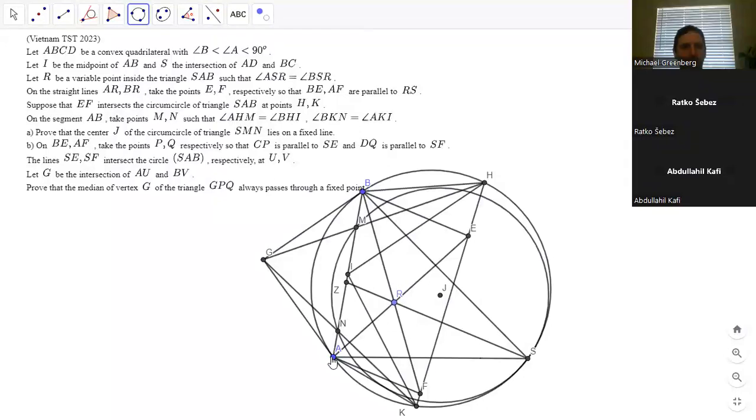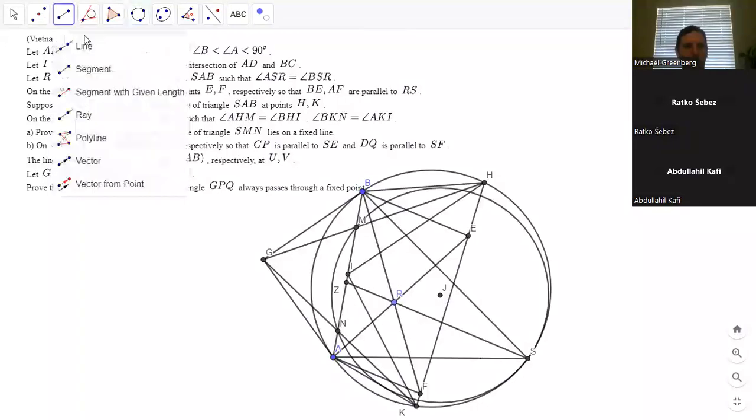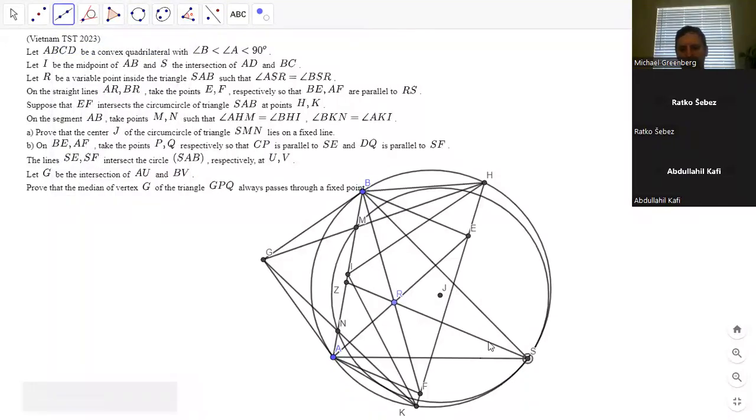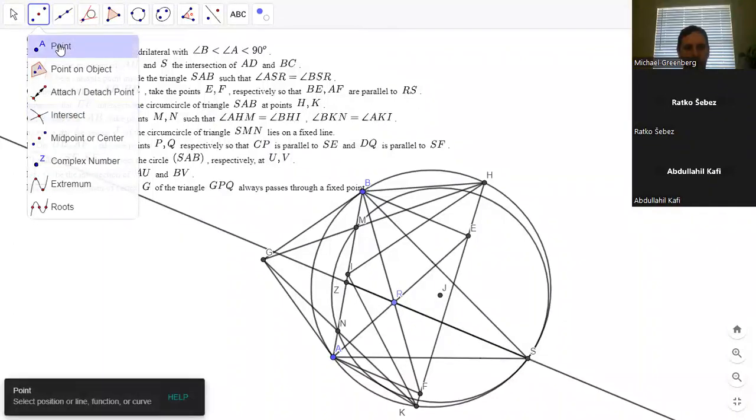How do we define E and F? So the E and AF are parallel to the bisector. So it might help to draw the midpoint of this arc because that will be collinear with G, I, and J.